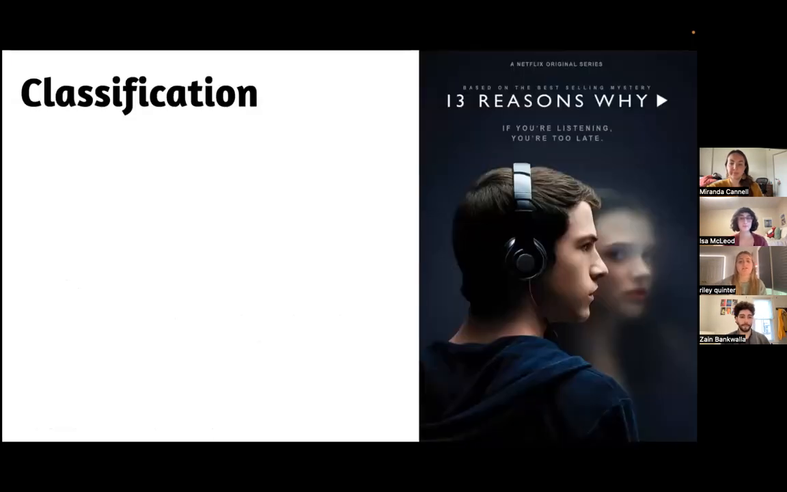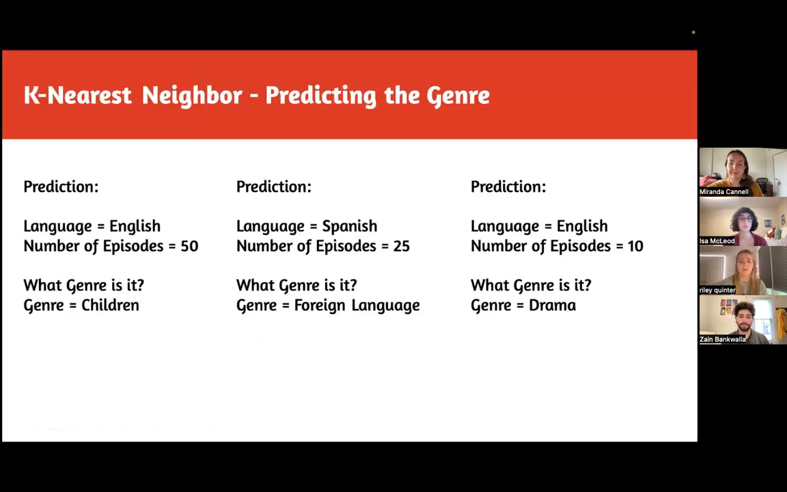Next is the classification aspect of our project. So for our k-nearest neighbor model, we made 3 key predictions by finding correlation between the language of a show and the number of episodes. First, we predicted what a show in English with 50 episodes would look like, and it turned out to be under the children's genre. A similar calculation was made for a show in Spanish with 25 episodes and a show in English with 10 episodes.